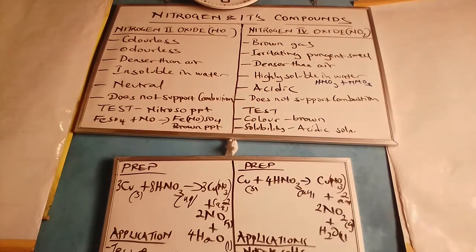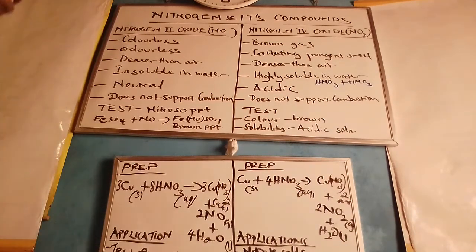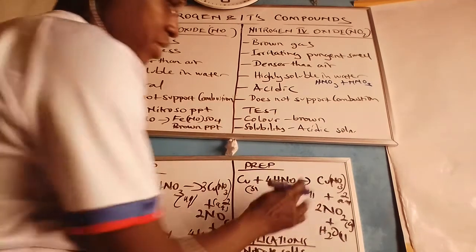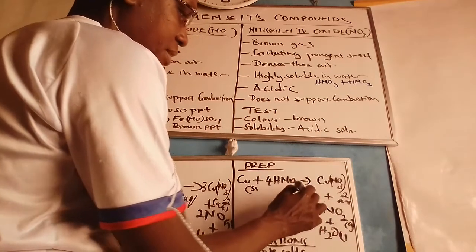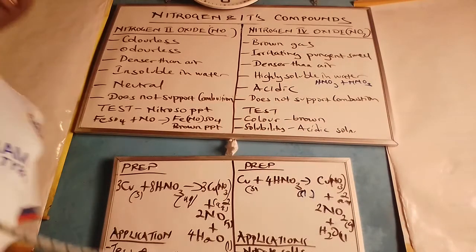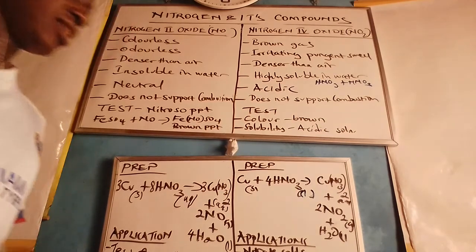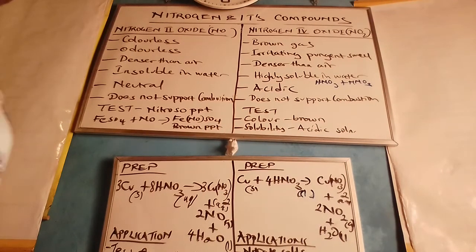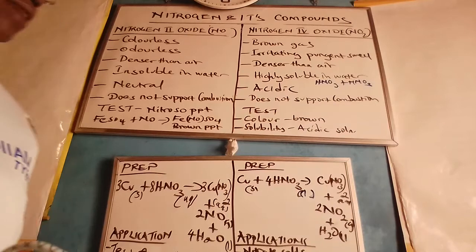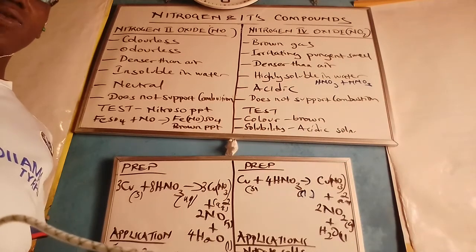Preparation. To prepare nitrogen 4 oxide, we use concentrated nitric acid, and in this case, when a less reactive metal such as copper or zinc meets concentrated nitric acid, it forms a molecule of copper 2 nitrate and 2 molecules of nitrogen 4 oxide and water.